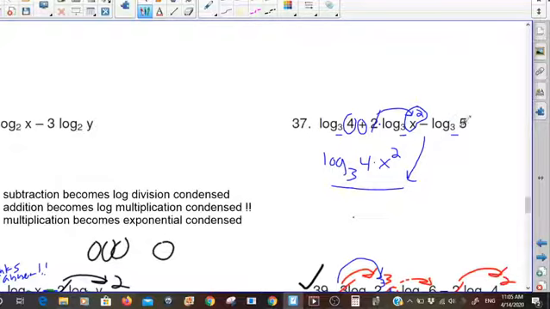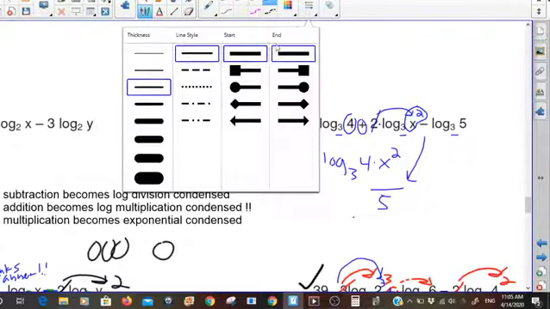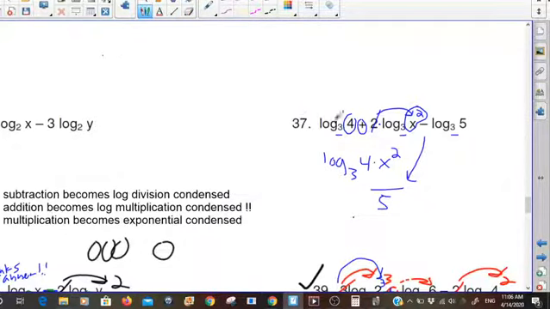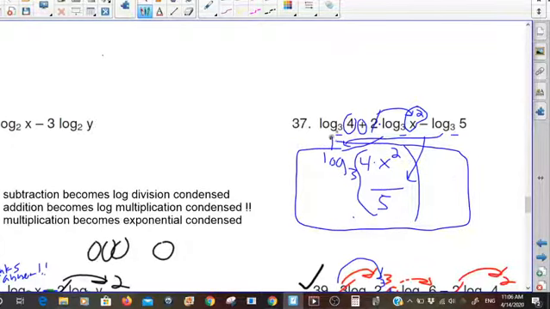And then log base 3, 5. So then 5 would go on the bottom. Now I made a mistake there. I'm going to erase this because this actually needs to go there. Does that make sense? So there's only one log is what we're doing now. Just one log. All 3 of those logs just turn into the one condensed log, right? So our answer is log base 3, 4 times x squared divided by 5. And so that is our big answer there. Log base 3, 4x squared divided by 5.